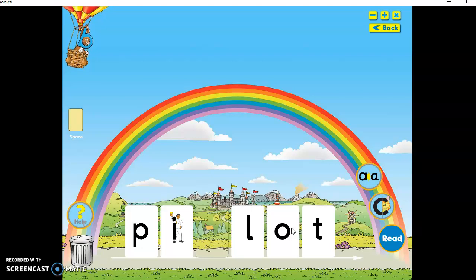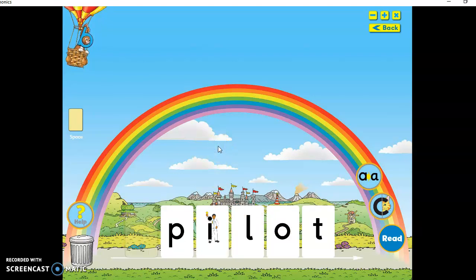The pilot knew how to fly the plane. Pilot. So we had one consonant between our vowels, and we divided our rail cars right before it, and we read the word pilot. In all of our words on this week's list, we will have one consonant between those vowels. In all of them.